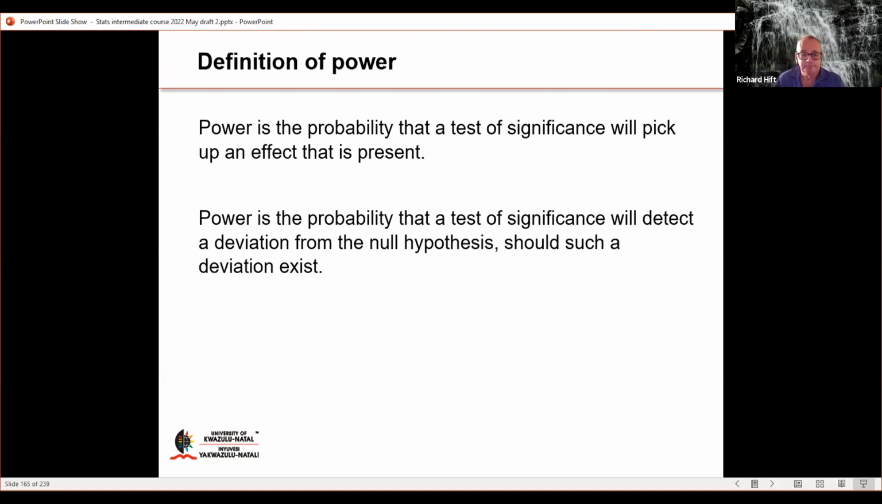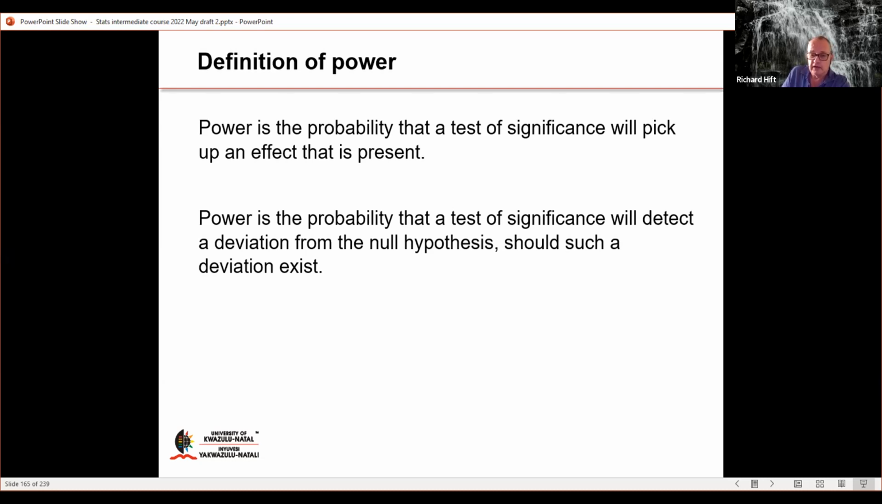To paraphrase that definition, power is the probability that a test of significance will detect a deviation from the null hypothesis. Again, p will be less than 0.05, should such a deviation exist. The fact we need a definition like that immediately tells you once again that it's possible for a test of significance not to detect a deviation, not to be significant, even when such a deviation actually does exist.